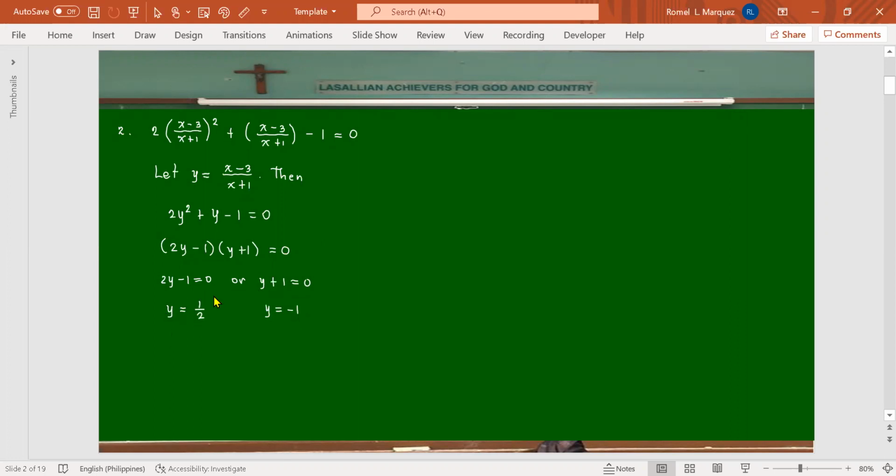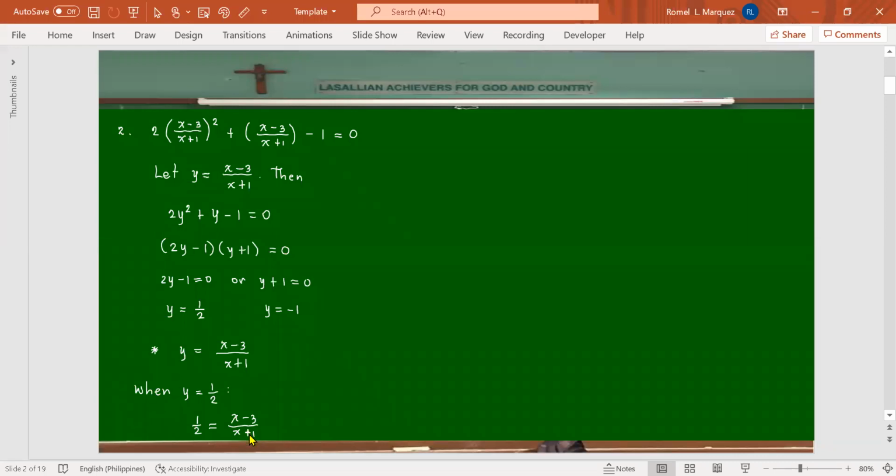But we are not after y values. What we want are x values, no? So from the given equation, we know that y is equal to x minus 3 all over x plus 1. So when y is 1/2, we can now solve for x. So we get 1/2 is equal to x minus 3 all over x plus 1.